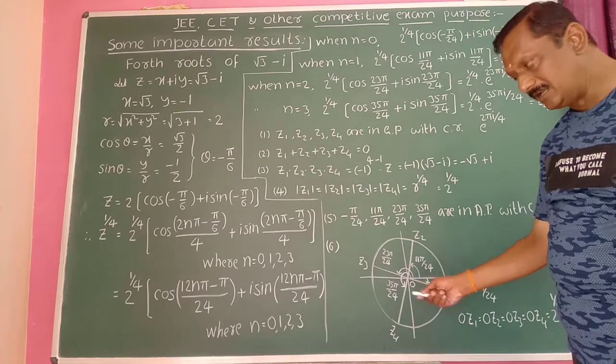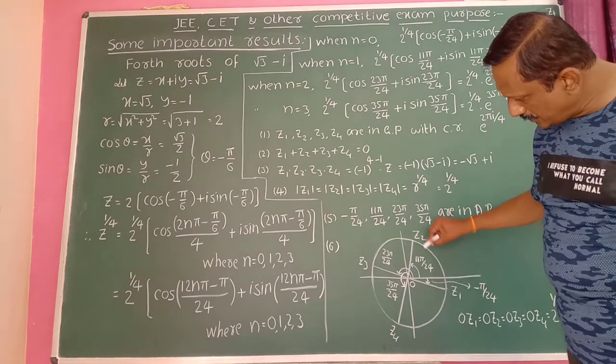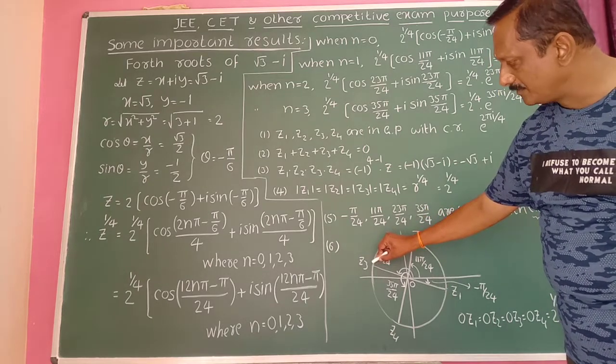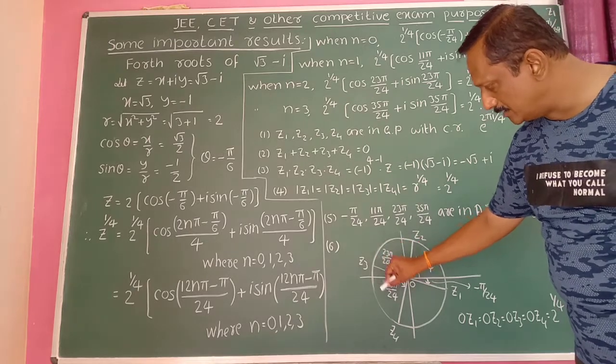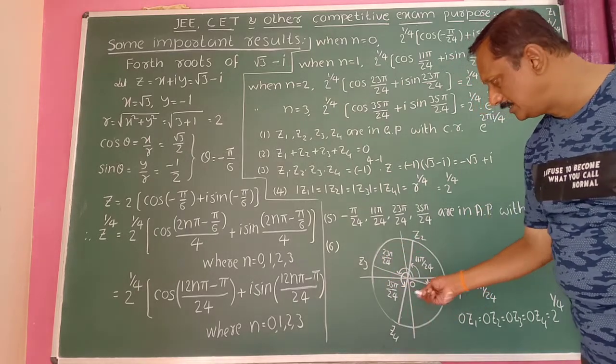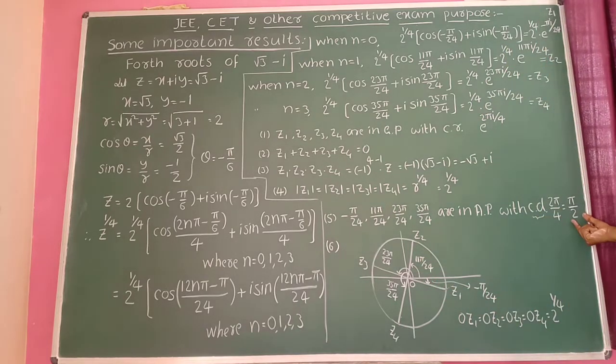pi by 2 means 90 degrees here. These are 90 degrees, pi by 2. So the angle between Z1 and Z2 is 90 degrees, Z2 and Z3 is 90 degrees, which means they are perpendicular. Z3 and Z4 angle is 90 degrees, Z4 and Z1 again it is 90 degrees. They are all perpendicular to each other because the common difference is pi divided by 2.